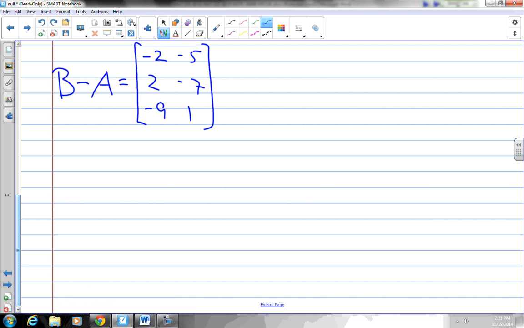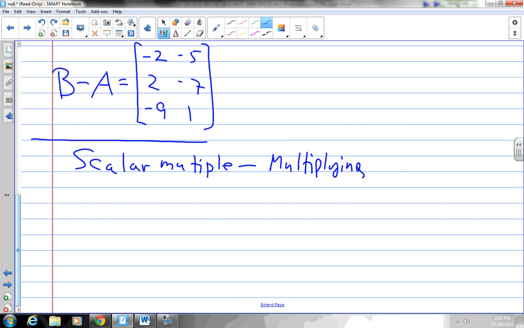We can also multiply matrices by a constant. We call it a scalar multiple of a matrix. So that's multiplying a matrix by a constant. If I have a matrix and I want to multiply it by 2, that means I'm going to multiply each element in that matrix by 2. Okay?